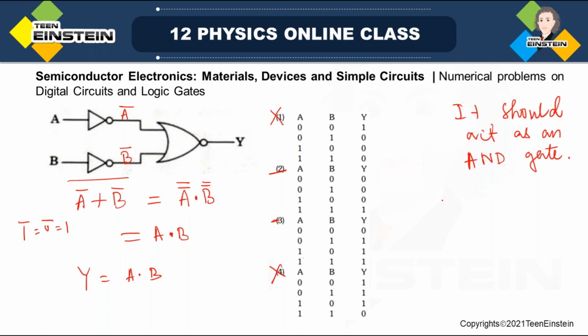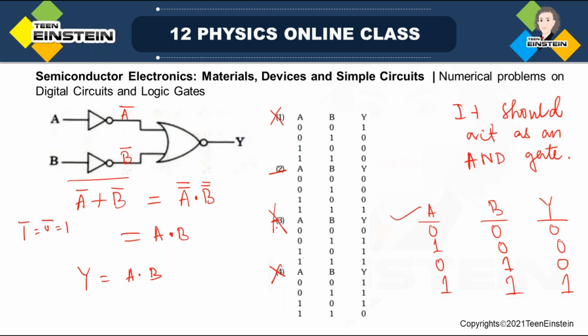Let us see for AND gate, when both inputs are 0, you will get 0. When you have this as 1 and this as 0, then also 0. When you have this as 0, 0 means low level or off, and this is on, then also it is 0. When both are on, then only you will get output. So look which one is similar to our truth table. So this second one.